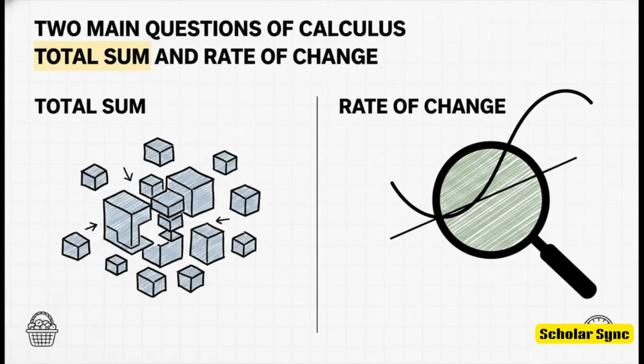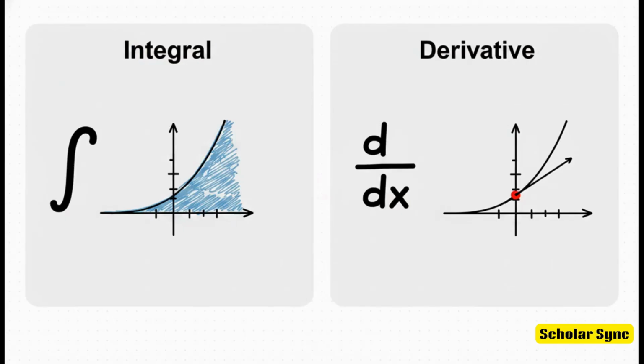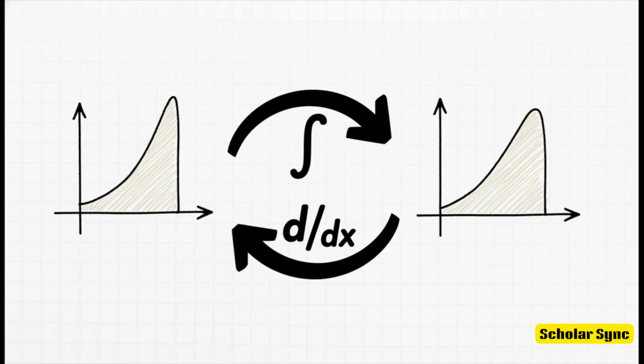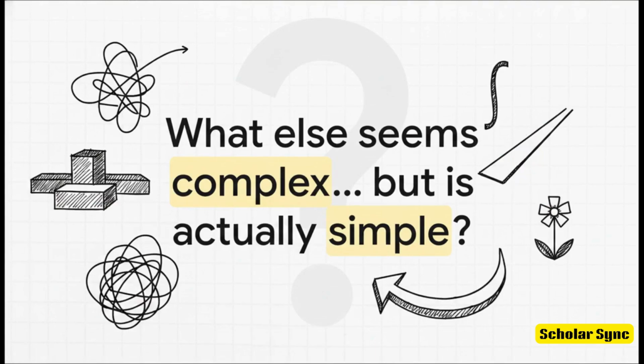So think about what we just did. We asked two totally different questions, one about sums, one about change. The integral is all about adding things up. The derivative is about how fast things are changing. And here's the big punchline. They're opposites. The derivative of the area gave us back the original curve. This is the fundamental theorem of calculus. It's the master key connecting these ideas, making hard problems simple.